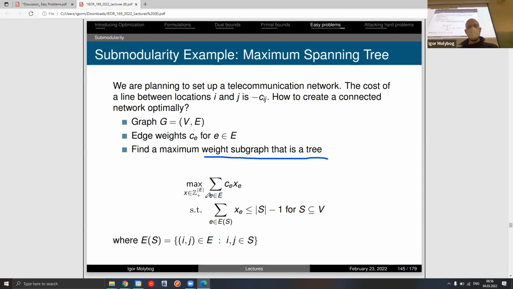So we are maximizing the sum of the value of the edges that are going to belong to a graph, where x is the indicator of whether an edge belongs to our subtree or not, subject to the constraint that the subgraph needs to be a tree. Basically just making sure that the arcs that we are considering are sufficient.